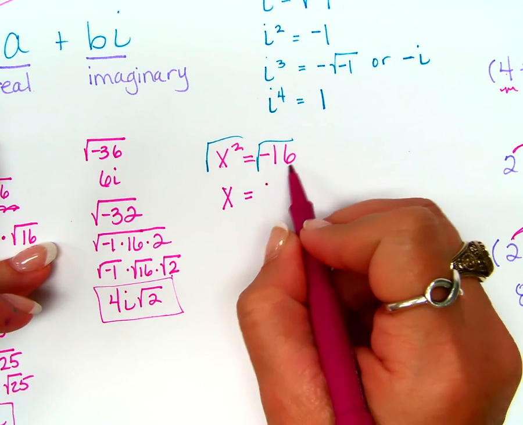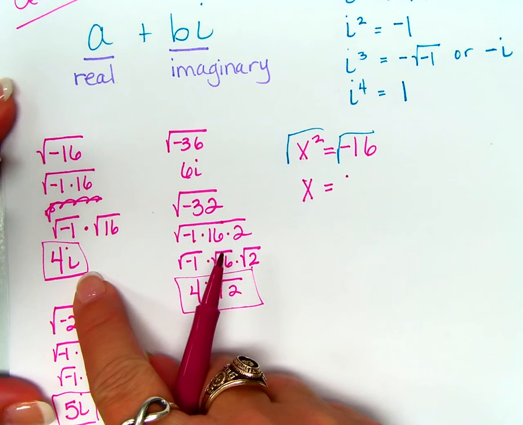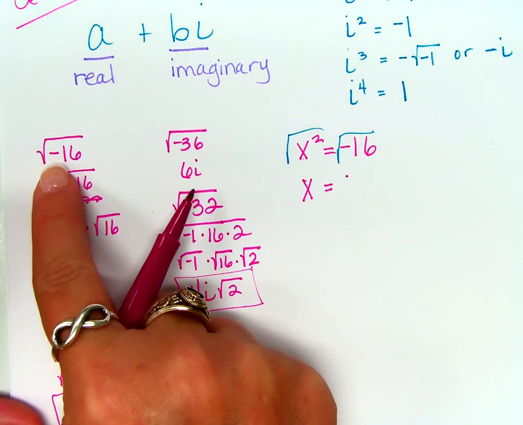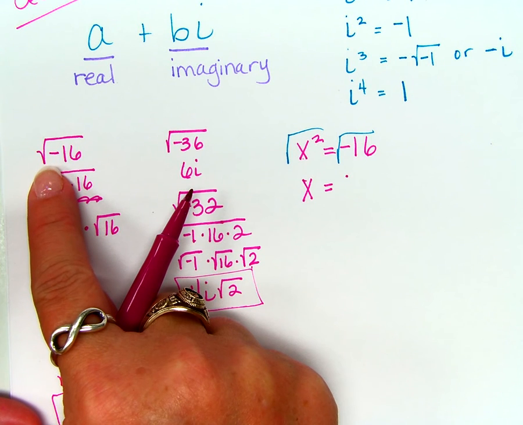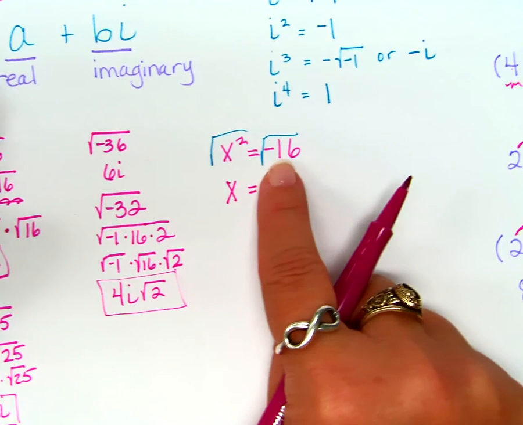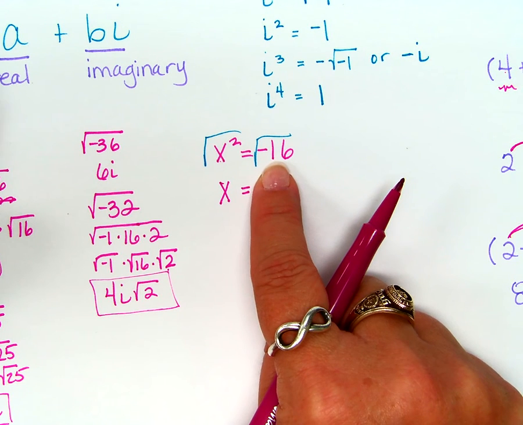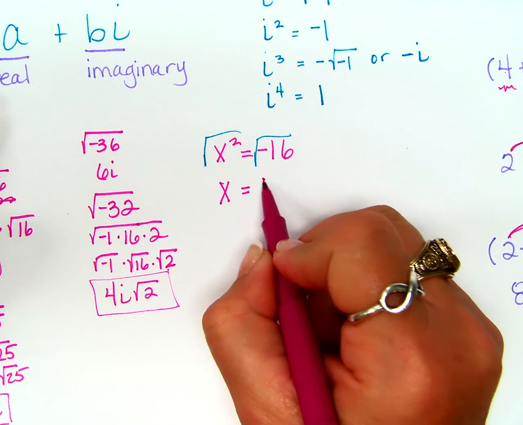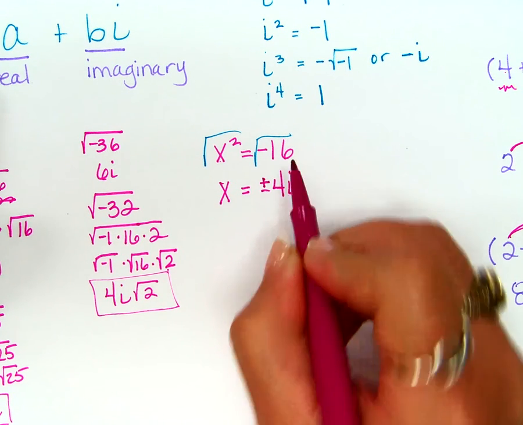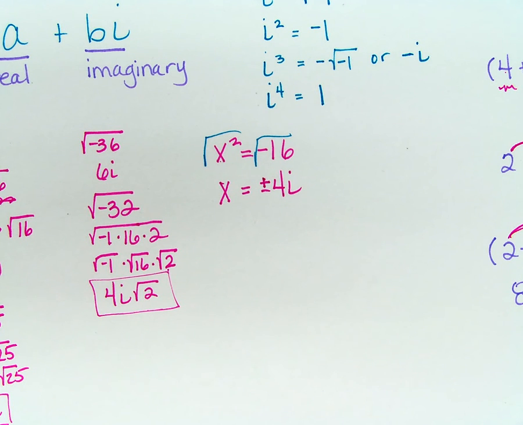I know it's got to have something to do with 4i because I did that over here, right? But here's the difference. Who put this radical sign in the problem? It was already there. Who put this radical sign in the problem? I did. So what do we have to remember to write? Plus or minus. And those are my two solutions. Okay, do you see the difference? Yes.